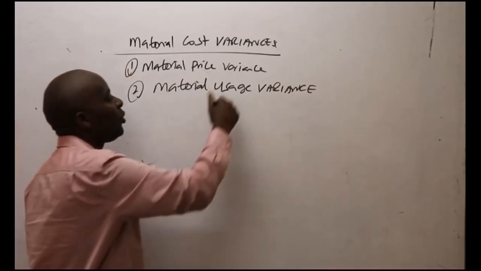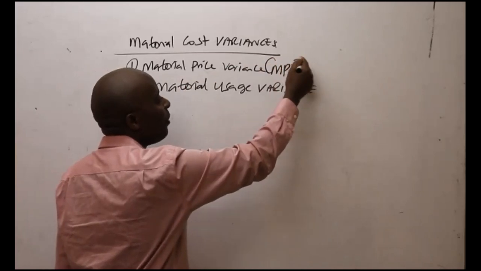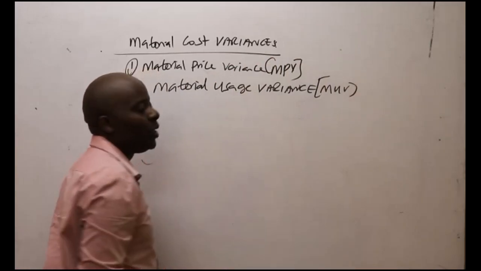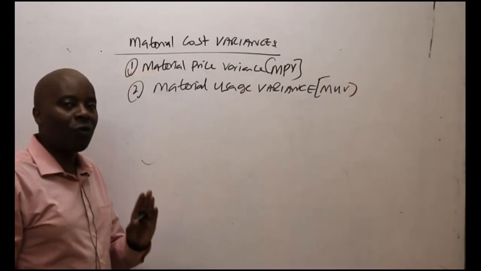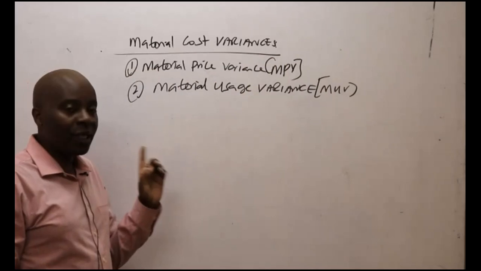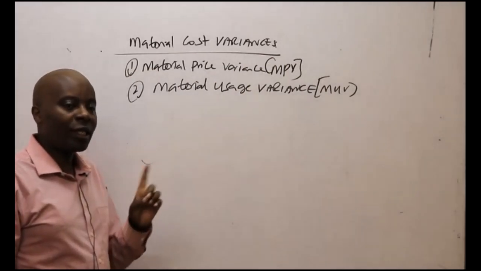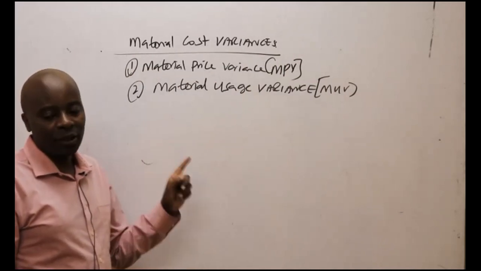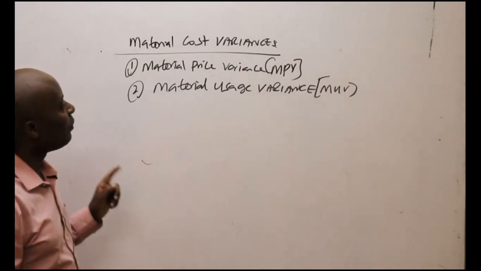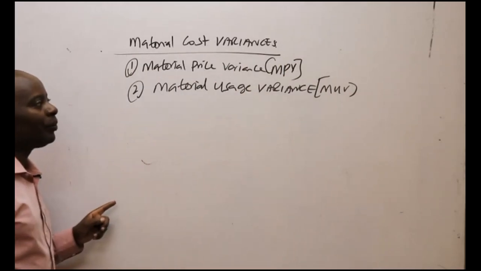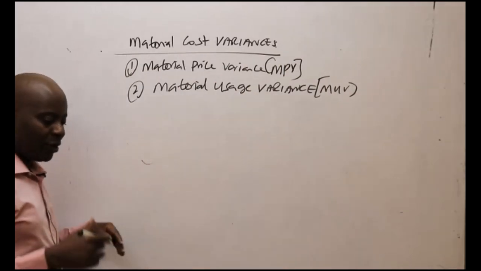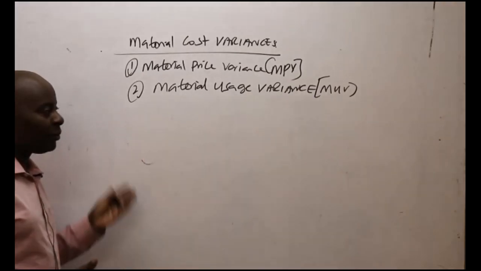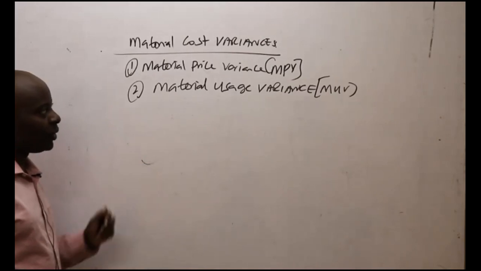This is the one that we abbreviate as MPV, material price variation, and this is the one we abbreviate as MUV. And remember, word of caution, this is a topic for CPA section 2. 83 students don't have this in their syllabus, so unless you stay for a broad understanding of the subject, you can't be examined anything from this area.